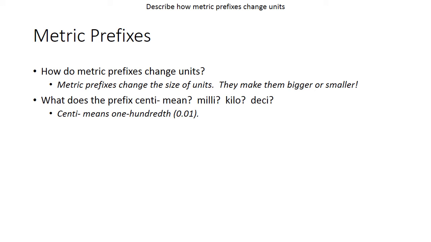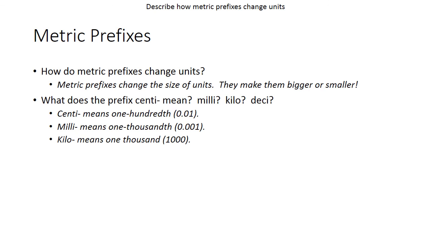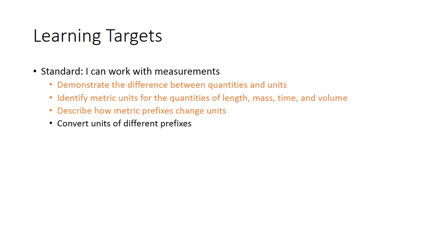Centi means 100th, or 0.01. Milli means 1,000th, or 0.001. Kilo means 1,000. And deci means 1/10, which is 0.1. So we've looked at how we describe metric prefixes to change units. We're not really going to look at this last learning target in this video. We'll work more on that in class and in a future video lesson.